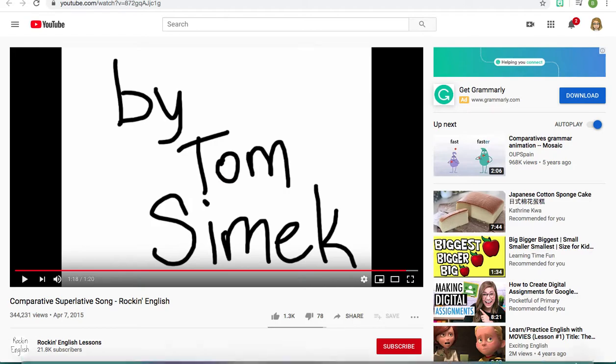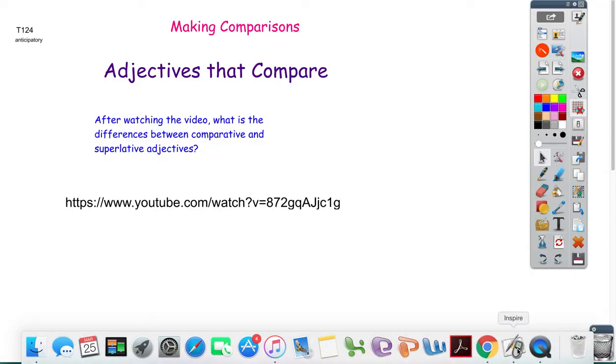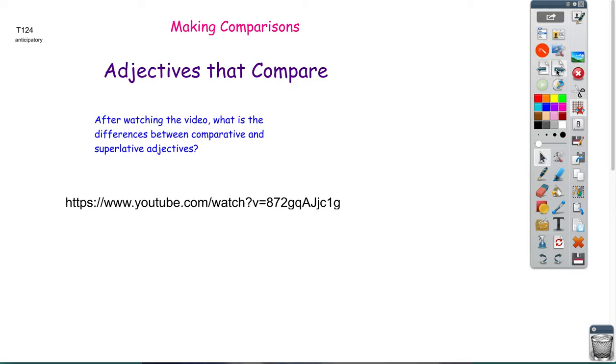All right, guys, so what did you notice about the adjectives used? That's right, they compare things. Let's dig a little bit deeper.